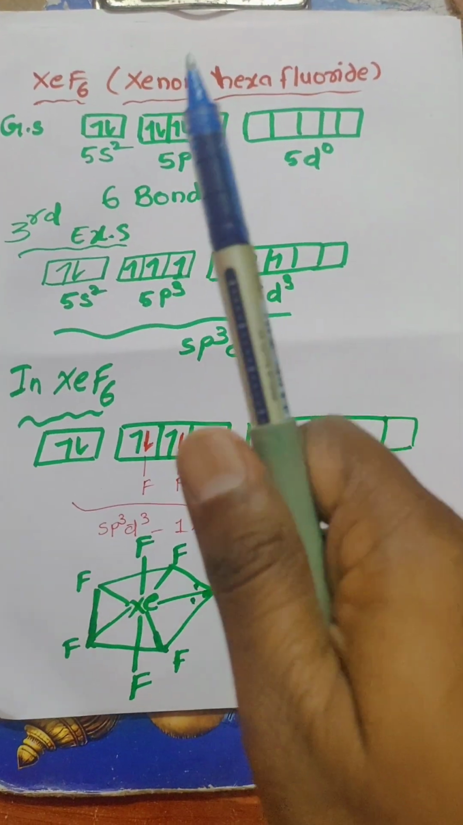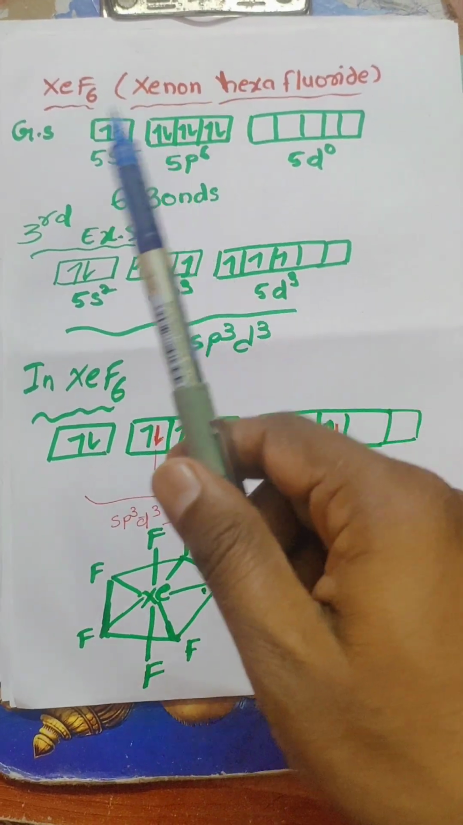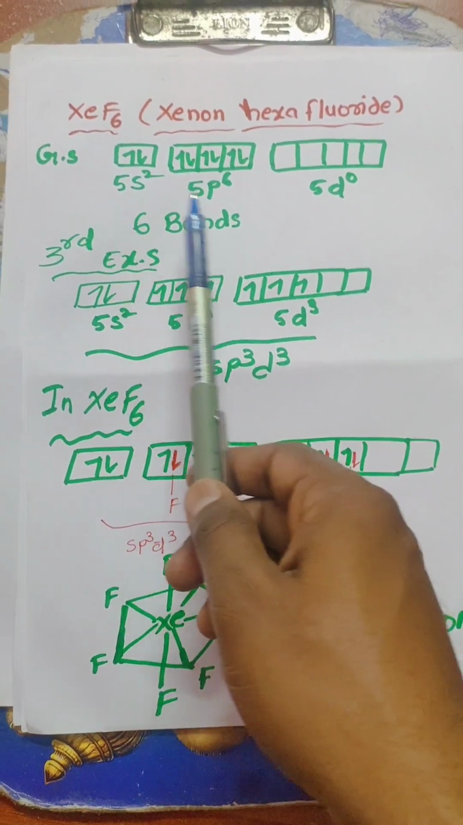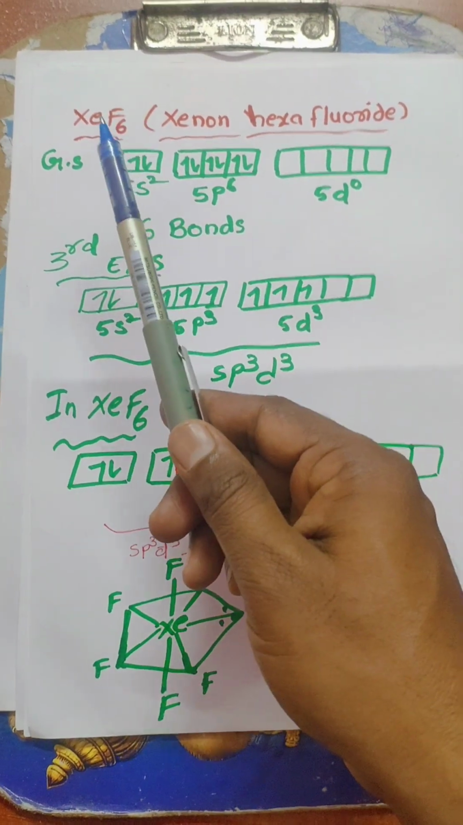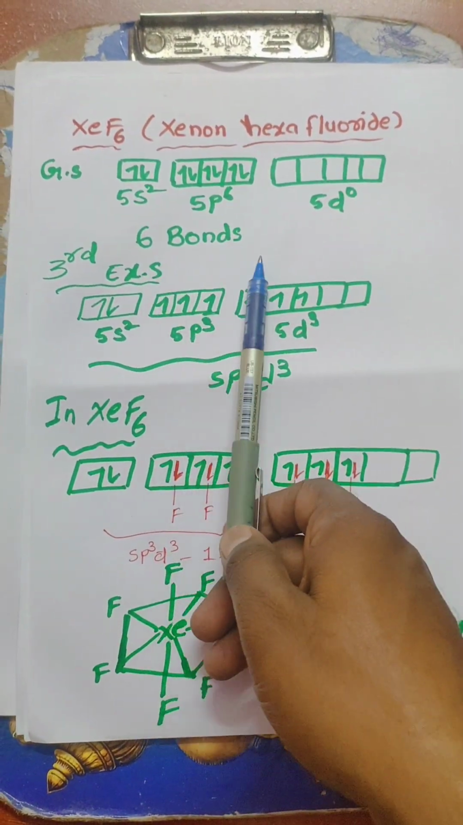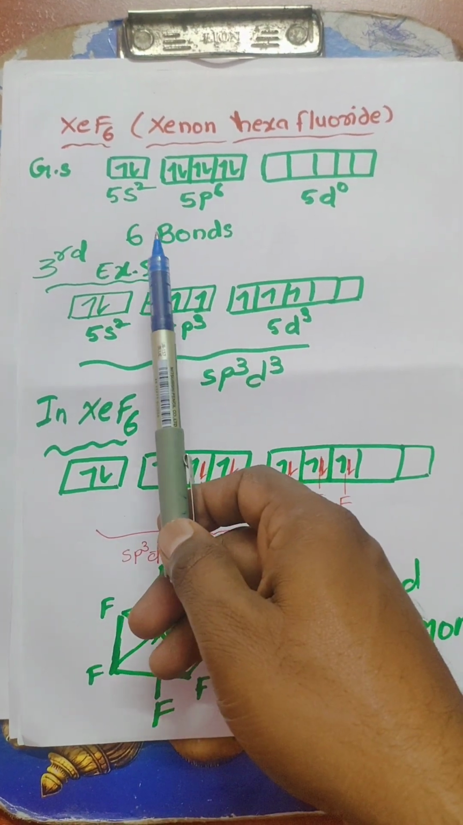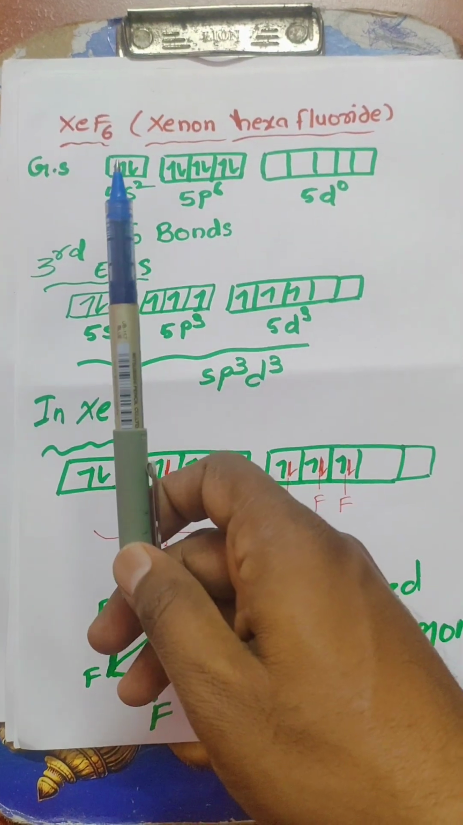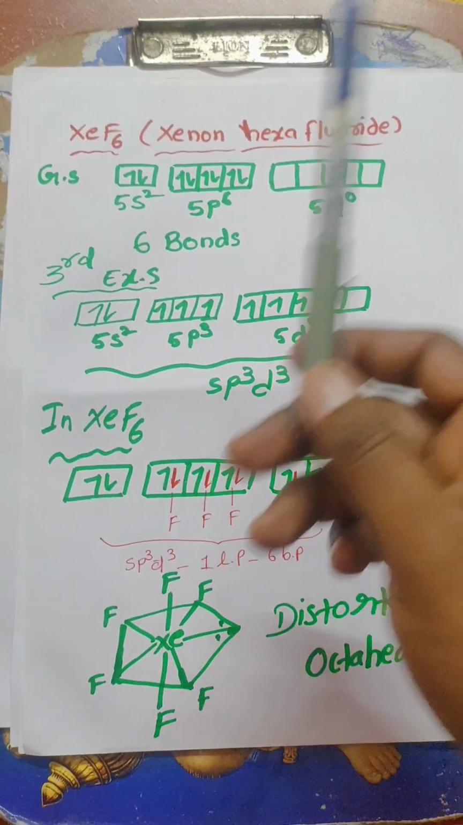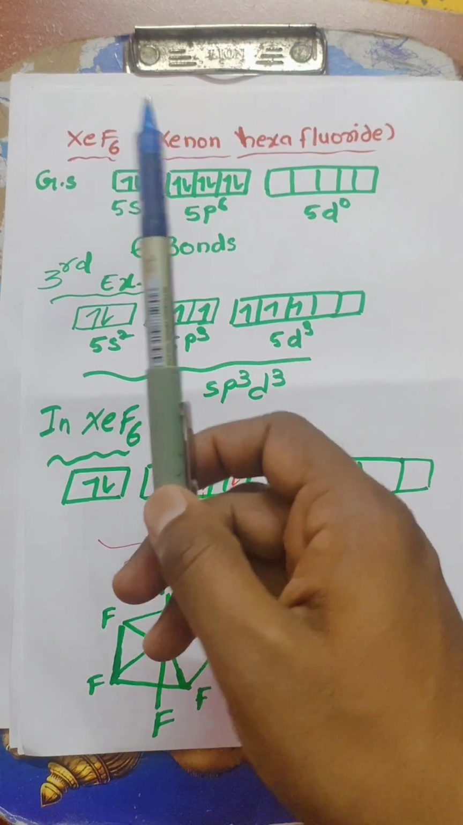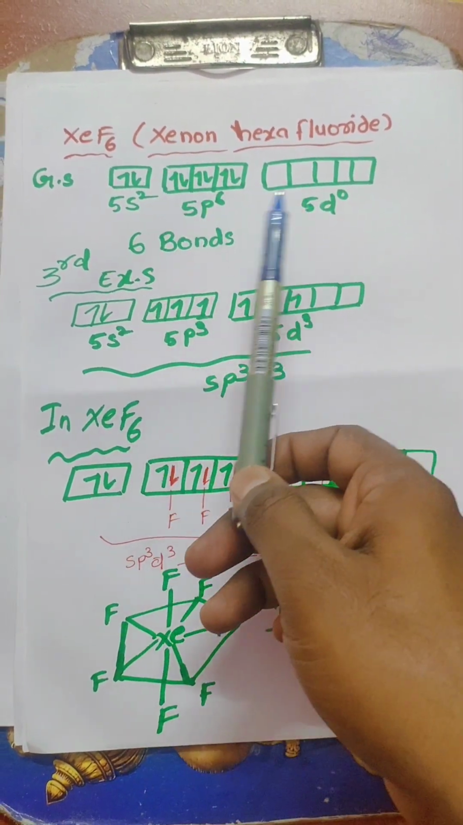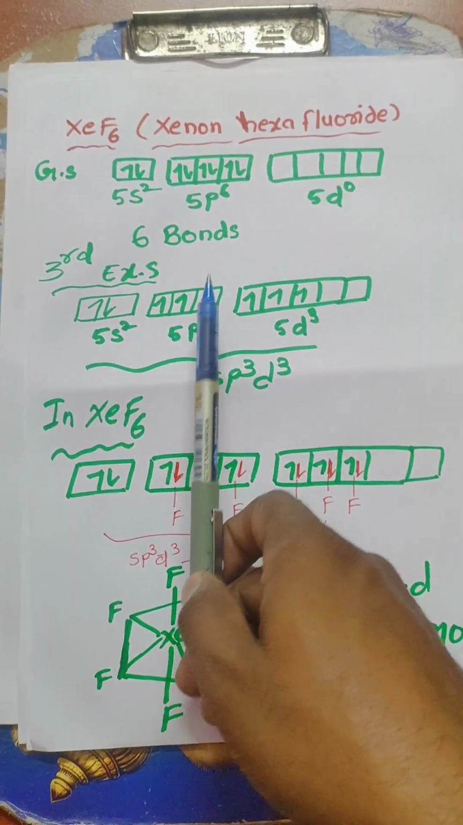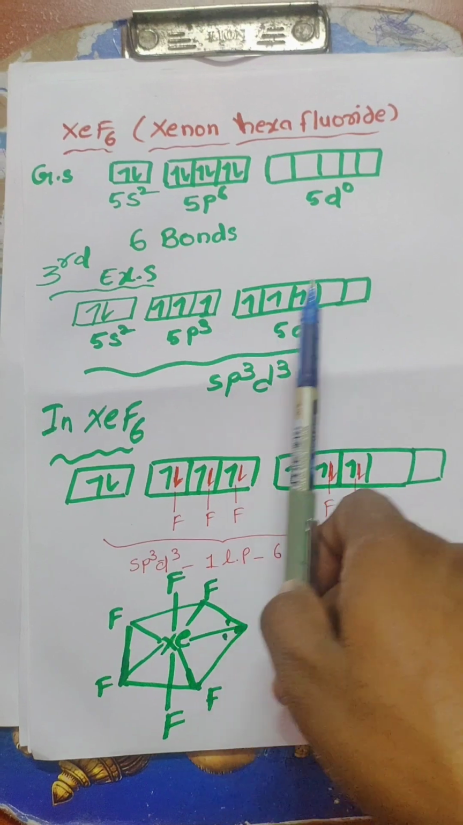We will discuss the structure of the xenon hexafluoride, that means XeF6. The ground state electronic configuration of the xenon is 5s2, 5p6 and 5d0. And in XeF6, 6 bonds are there. So to get the 6 bonds, we have to get 6 unpaired electrons. To get the 6 unpaired electrons, we have to take the xenon to the third excited state. Third excited means dissociation of the last 3 electron pairs. So 1, 2, 3. By doing that, we get the 6 unpaired electrons.